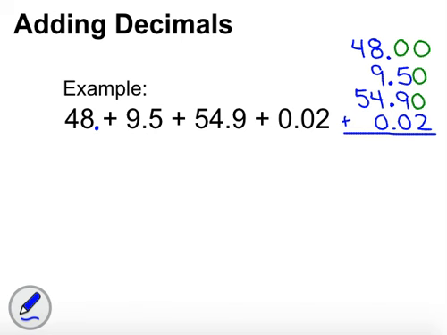Now we're going to add in columns. 0, 0, 0, and 2 is 2. 0, 5, 9, and 0 is 14. Carry your 1. Make sure you bring this decimal point straight down. 1 plus 8 plus 9, that's 18 so far, plus 4, that would be 22, plus 0, so 22. Put down your 2, carry your other 2. And then 2 plus 4 is 6, plus 5 is 11. So my answer should be 112 and 42 hundredths, or 112.42.